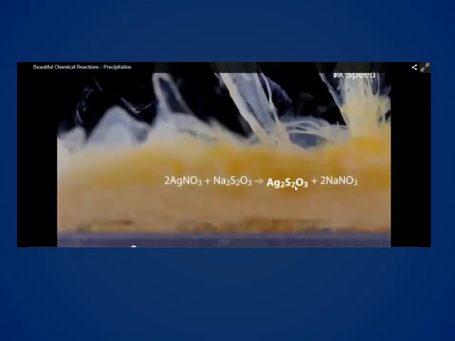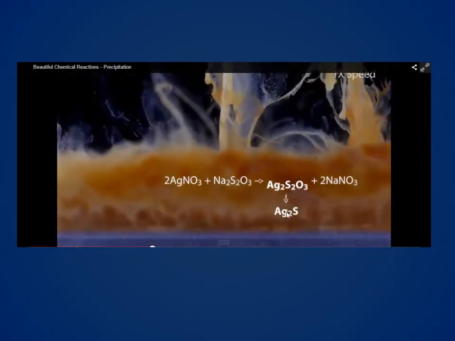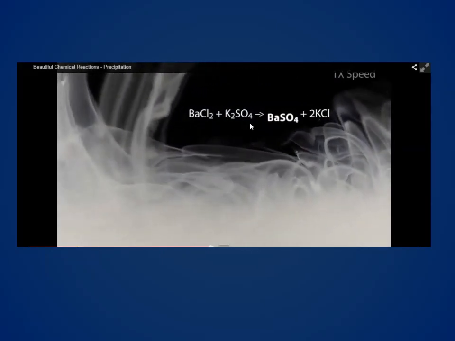Here's one that looks like silver nitrate and sodium thiosulfate, making silver thiosulfate, a yellowish looking precipitate. So it goes into silver sulfide. In that case, a darker colored precipitate in the end. We look at this: barium chloride and potassium sulfate, similar to one you did with barium chloride and sodium phosphate, different reactants. But down here, the barium phosphate precipitates as a white.